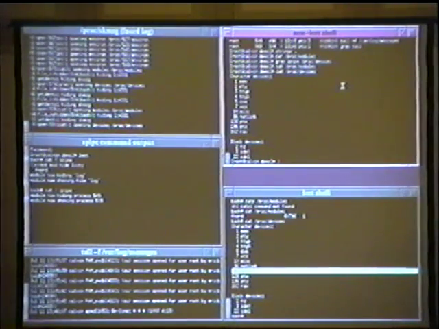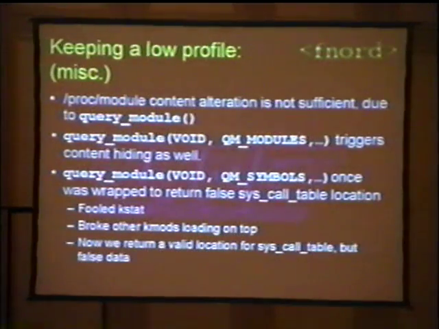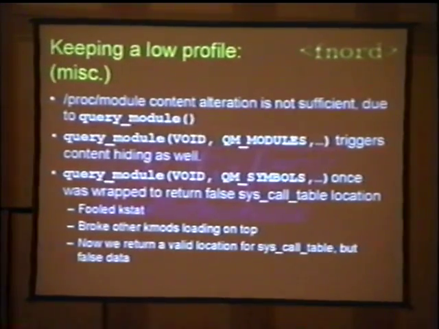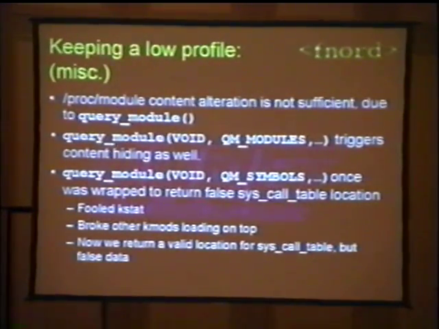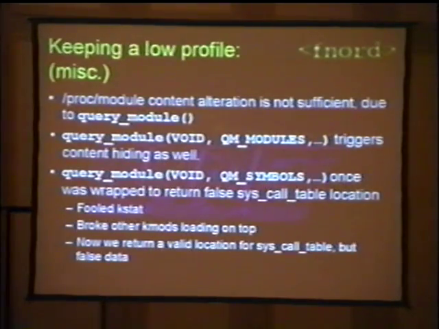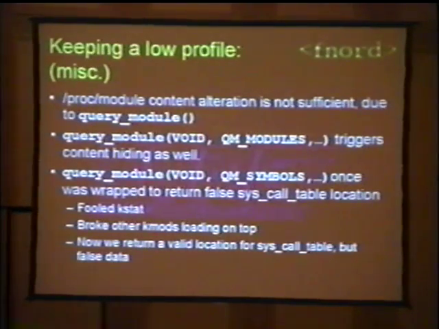Another thing that we did is we messed around with query module a good chunk. If you query module for the list of modules in the system, you won't get back our module unless you're elite. And originally, the way that we fooled kstat was that we kept a separate system call table in memory that was our good system call table, because kstat gets the location of the syscall table through the query module system call, and so we'd return a false location for the syscall table. And that fooled kstat, but unfortunately, it fooled other modules as well, because apparently insmod gets the location of the syscall table that way as well.